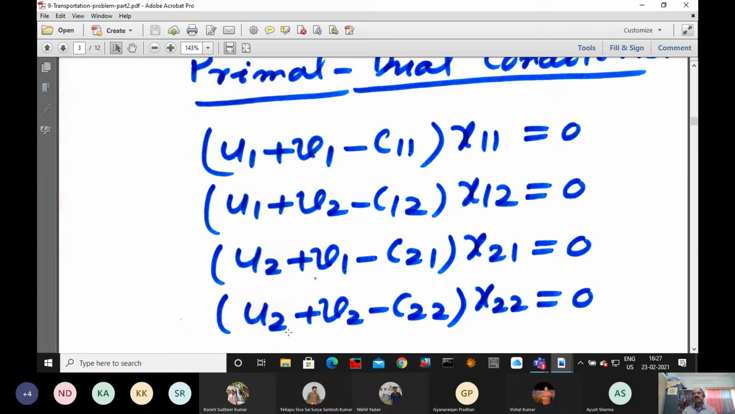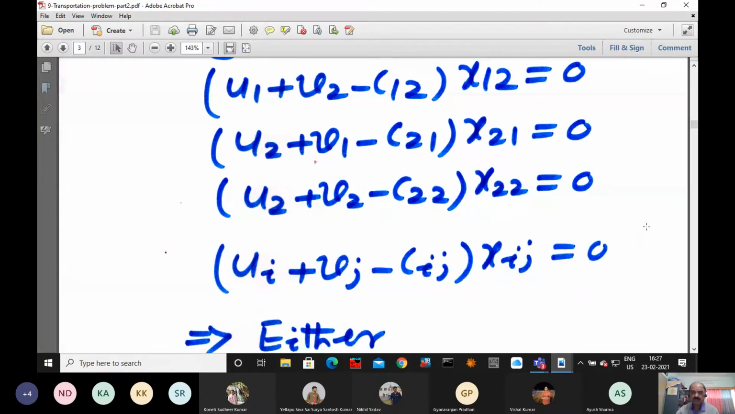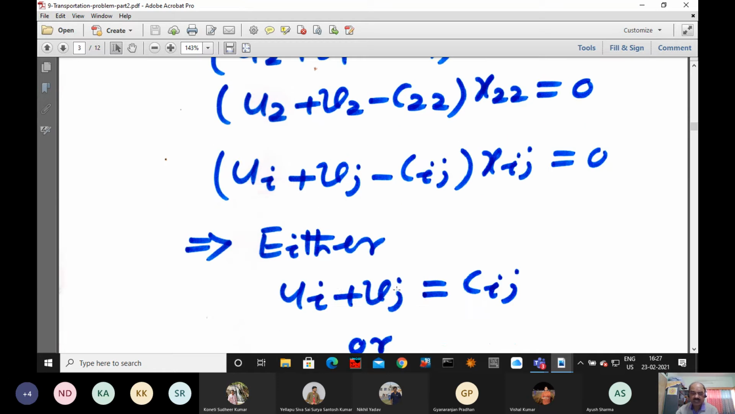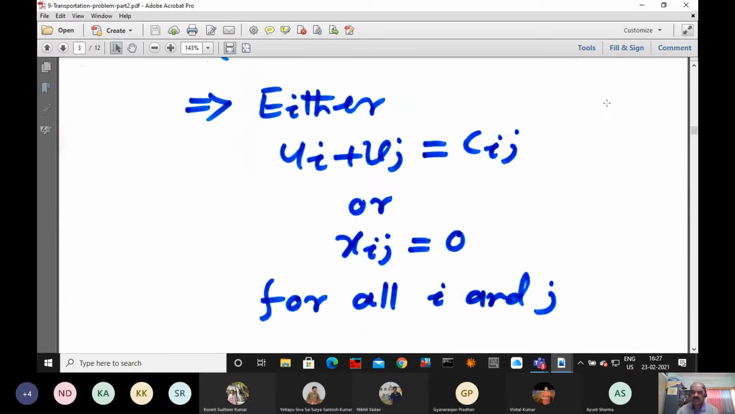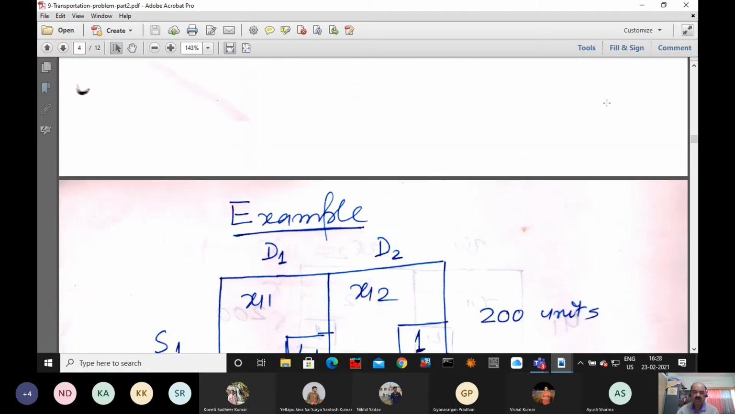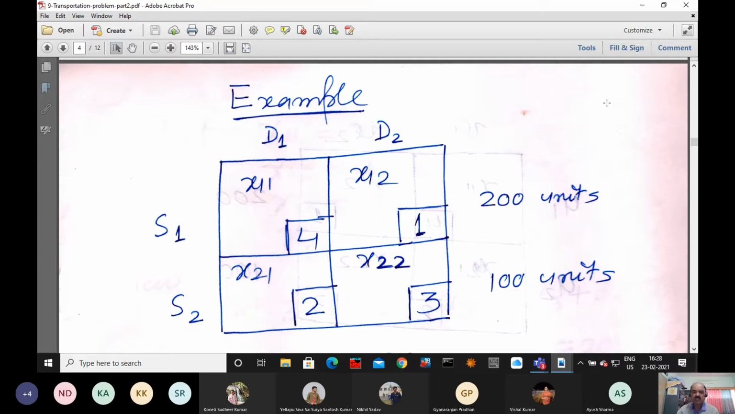So we have to use this duality theory. Now, if you are writing a general rule, ui plus vj minus cij into xij equal to 0, this indicates either ui plus vj equal to cij or xij equal to 0 for all i and j. This we should write in this fashion. Okay. So now I am considering a small problem.